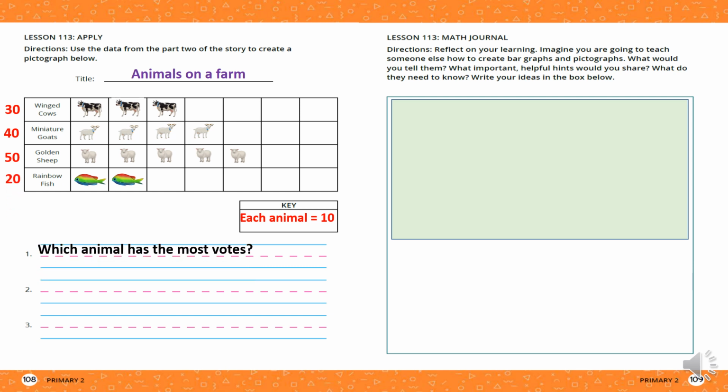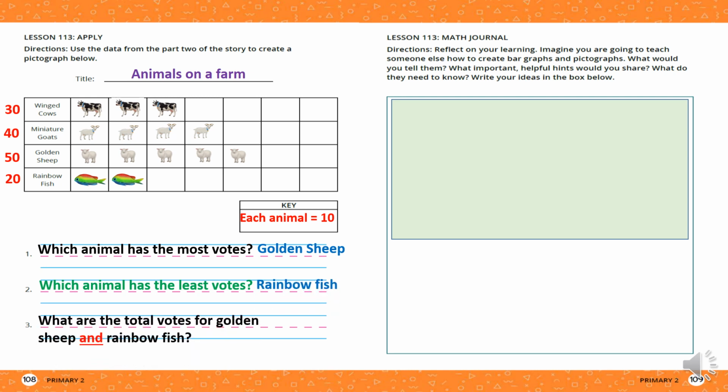The first question, which animal has the most votes? The most means what? The most means greatest or biggest. We will find the greatest number here for golden sheep. The next one, which animal has the least votes? The least means smallest, okay? We will find rainbow fish has the least votes.